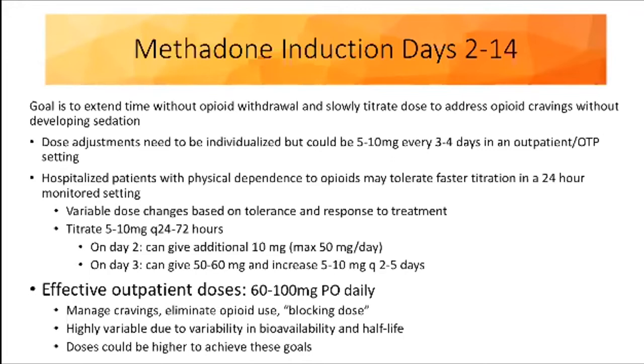And so then effective outpatient doses, this is the blocking dose. They are usually somewhere in the 60 to 100 PO mark. The magic number I've usually seen is about 80. And then this helps the patient to manage cravings, keeping in mind highly variable due to the bioavailability and half-life. And doses may be needed that are much higher. There are folks who go up to upwards of 200 milligrams a day, but that would be over quite a long time, over months.